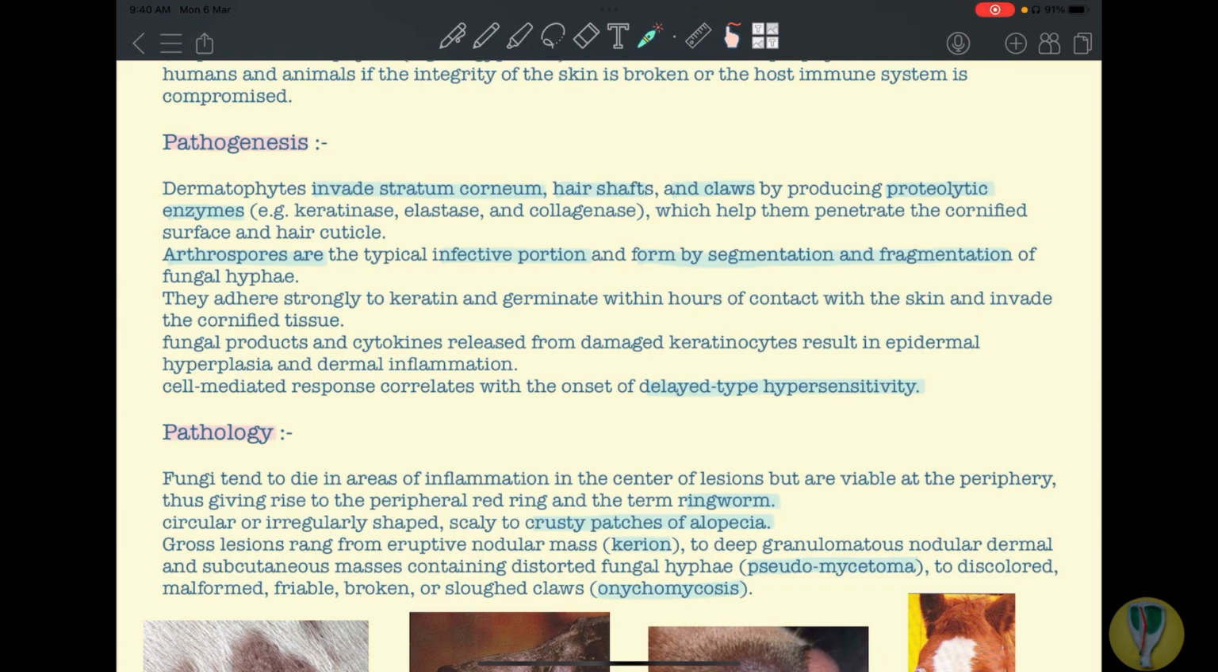Okay, then by the process of segmentation and fragmentation, the fungal hyphae form arthrospores, and these arthrospores are the infective portion. Okay, they adhere strongly to the keratin and germinate within hours of contact, and then they release fungal products. And the fungal products, along with cytokines, will damage the keratinocytes, and there will be a cell-mediated immune response, and this will cause delayed type hypersensitivity. So the pathogenesis of dermatophytosis is based on a type 4 hypersensitivity reaction.